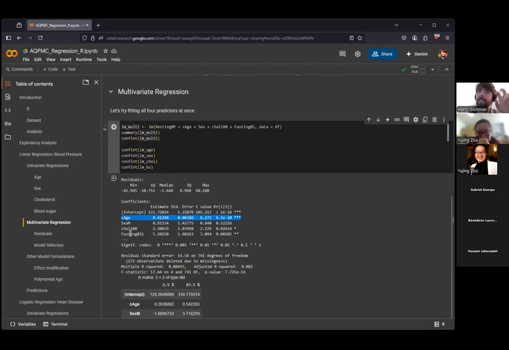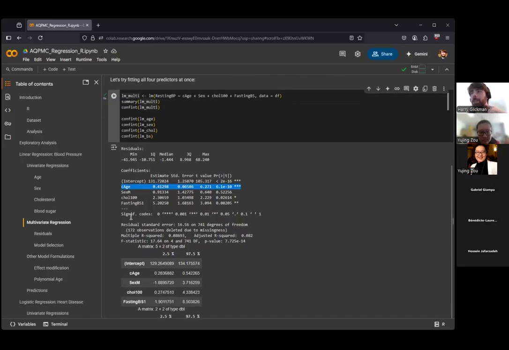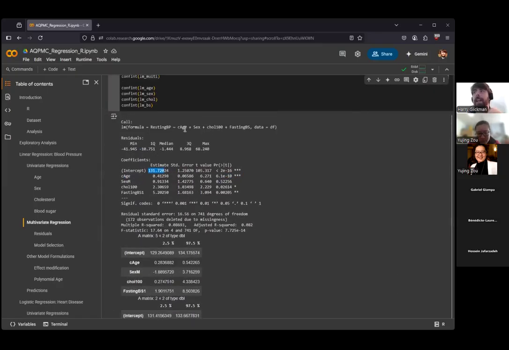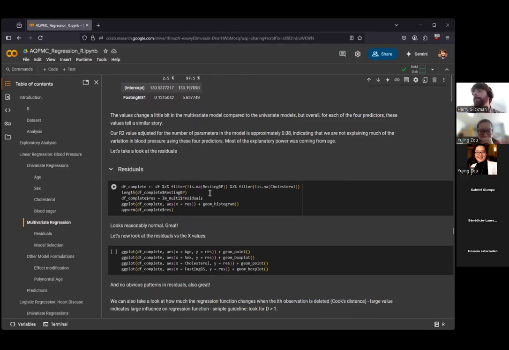Even though we're getting statistically significant results for cholesterol and blood sugar, we're mostly explaining blood pressure here in this multivariate model using age. The intercept now is holding all four of these variables at zero. What is the value? So this would be the blood pressure for somebody that has an average age, because we've centered it, is female, because that's the reference category for sex, has an average cholesterol, because we've centered it, and has a healthy blood sugar, because that's the reference category for blood sugar. So for people like that, we would expect them to have a blood pressure of 132 millimeters of mercury. Right. So most of the explanatory power in this model is coming from age.